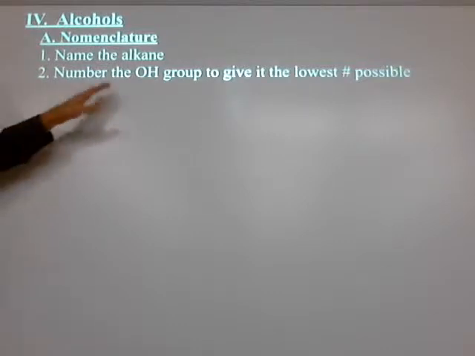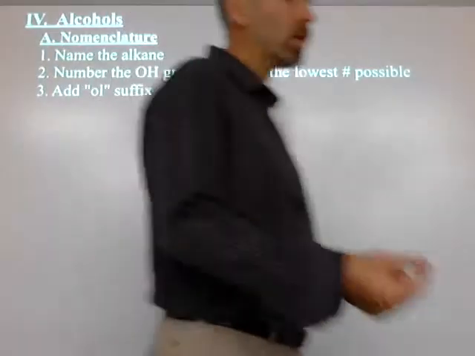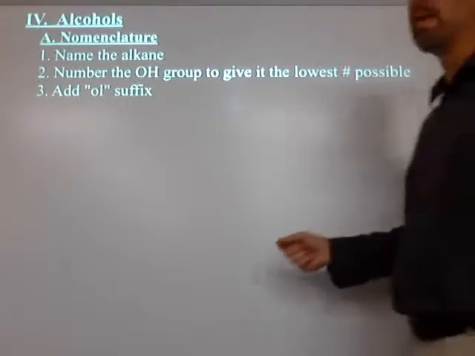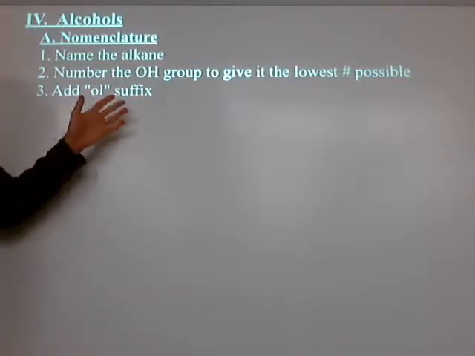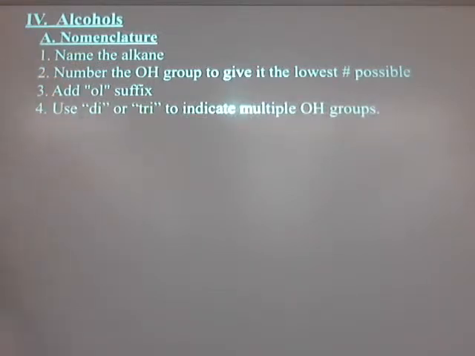Okay? All right, so you number, give the lowest number possible. Then you add an OL suffix. You guys have seen that. Ethanol is a good example. I also mentioned methanol, and one of the ones I made under reactions of alkenes, I believe, was 2-butanol. So you've seen this before. We just didn't get the systematic naming system down. There's one other thing you have to do. If you have more than one OL, you're going to need to put in a di or a tri in front of that OL.